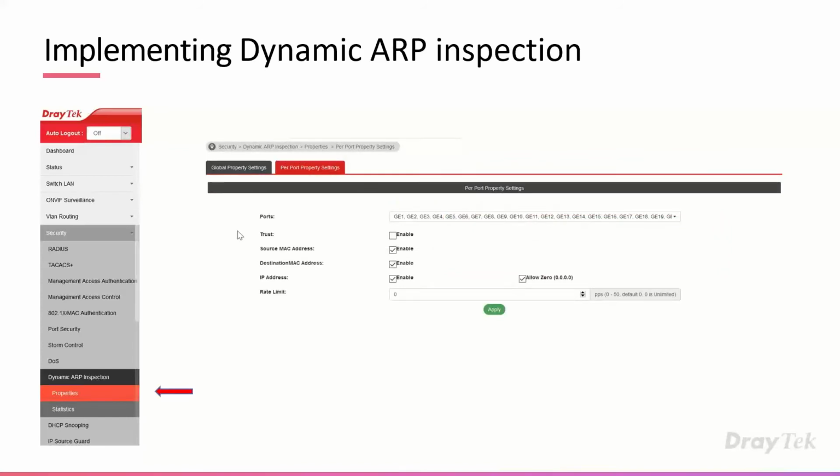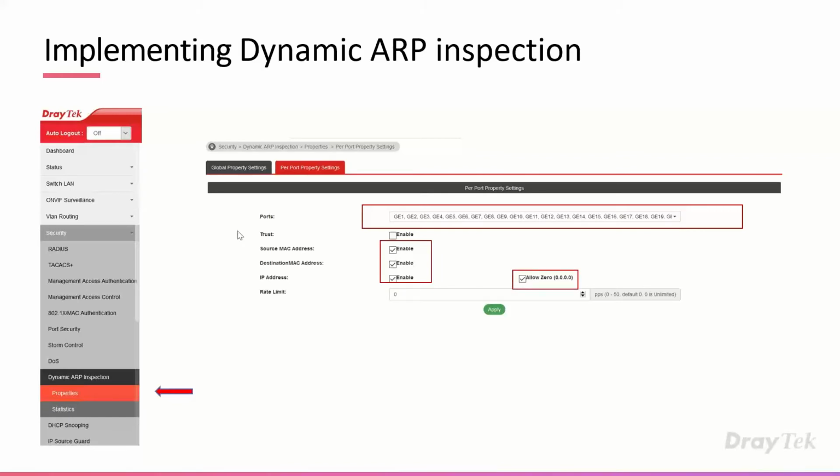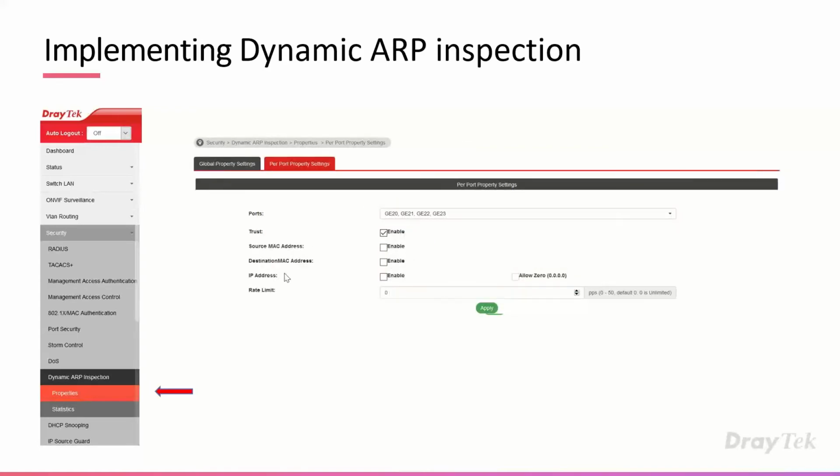We are selecting the untrusted ports, or the ports that basically serve end users. Selecting that, selecting source MAC address, destination MAC address, IP address, and allowing a default route as well as the inspection process is very important. After we set our untrusted ports, we can then select our trusted ports.